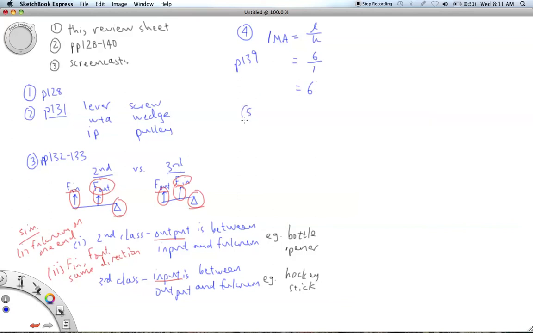Okay. Now, blitzing through this, question 5. This is one of those a little bit longer. It says, refer to the diagram to answer the question. So if I can sketch the diagram very briefly.